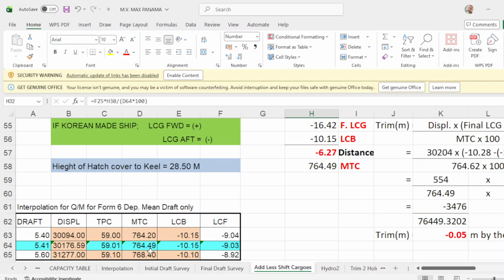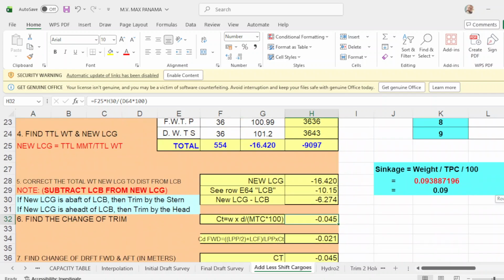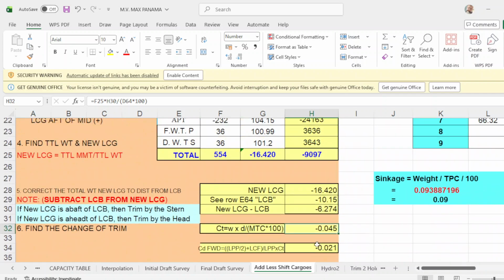Okay, D64. Then times 100. Then the value of your change of trim will be negative 0.45, meaning your trim is negative because you are trimmed by the head. That's why it's negative.